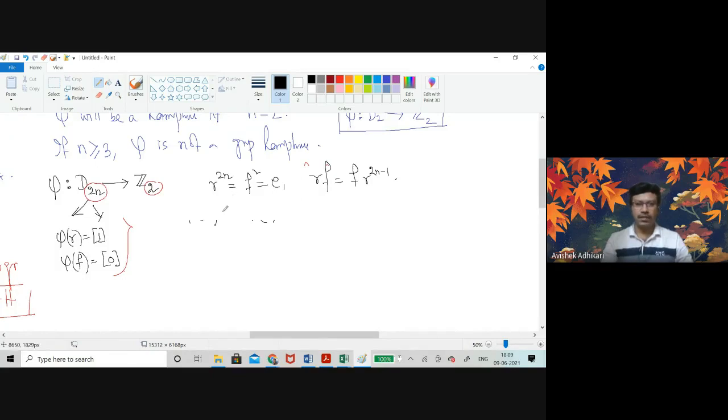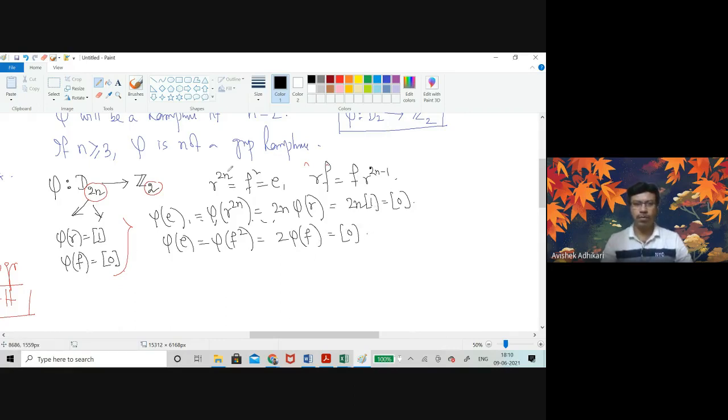So let's check. Phi of r to the power 2n should be equal to 2n of phi of r. What is this value? 2n of class 1. This is an even number, so it has to be 0. So this property is satisfied. Phi of e equals class 0. Again, phi of e equals phi of f square equals 2 of phi of f, and that is already 0. So these two properties are satisfied.